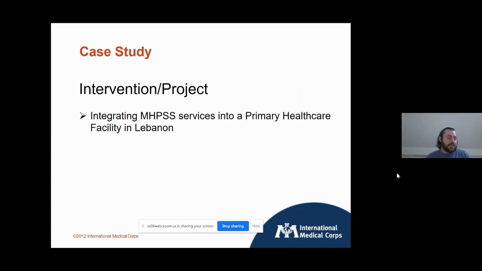And now to the case study. For the case study that we present today, the context is Lebanon, and the project is integrating MHPSS services into a primary healthcare facility in Lebanon. What we'll provide today is not the full example of the project that we have in Lebanon at the moment. We have summarized it to a certain extent, just due to the time constraint that we have for this presentation today.